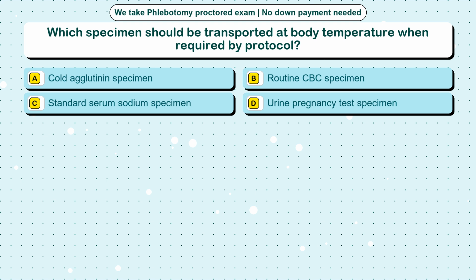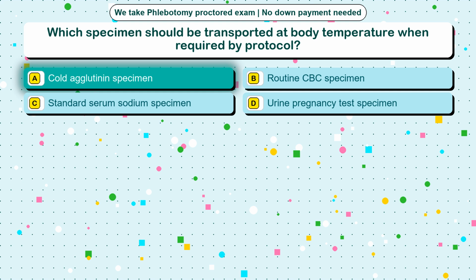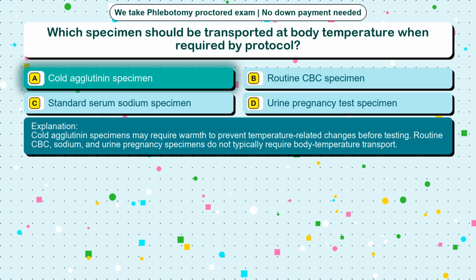Option C. Standard serum sodium specimen. Option D. Urine pregnancy test specimen. The correct answer is option A. Cold agglutinin specimen. Cold agglutinin specimens may require warmth to prevent temperature-related changes before testing. Routine CBC, sodium, and urine pregnancy specimens do not typically require body temperature transport.